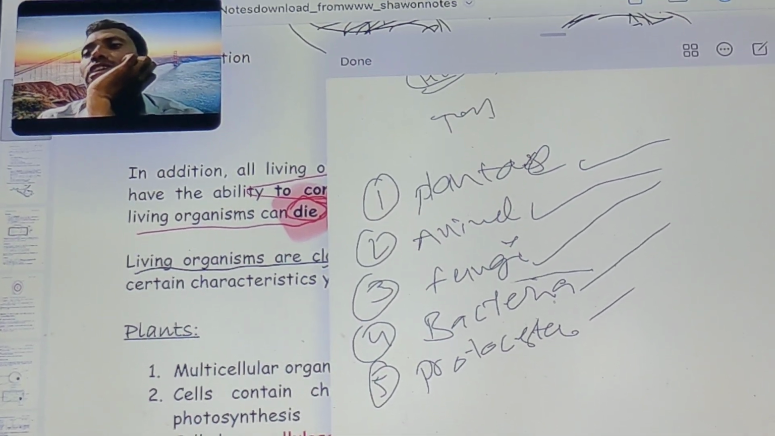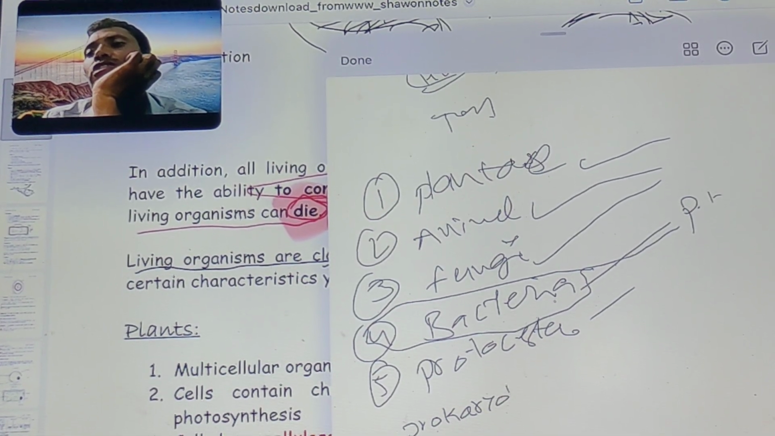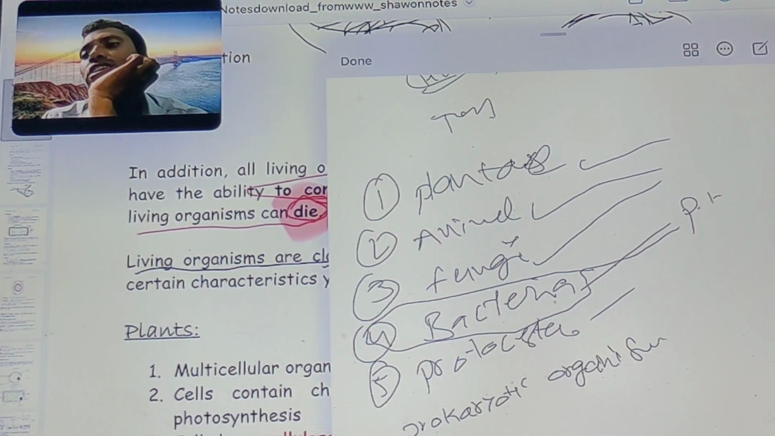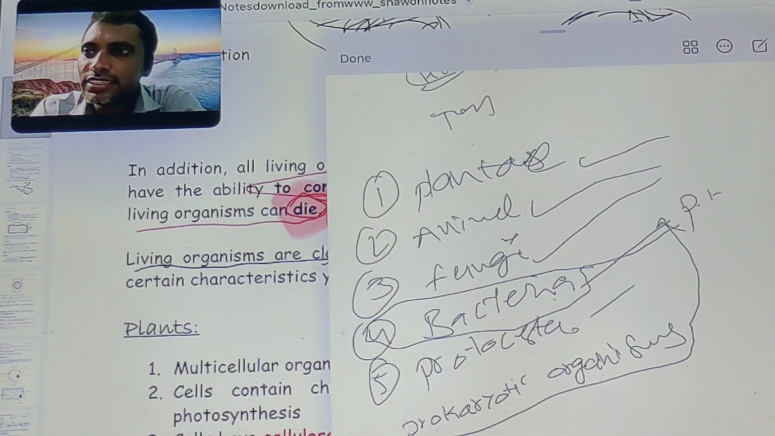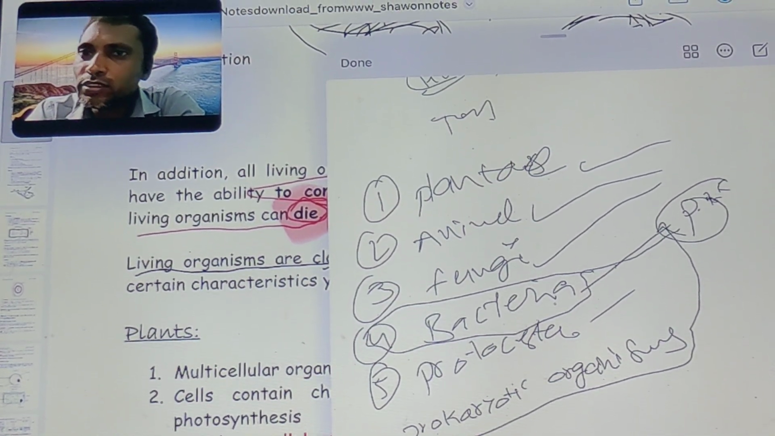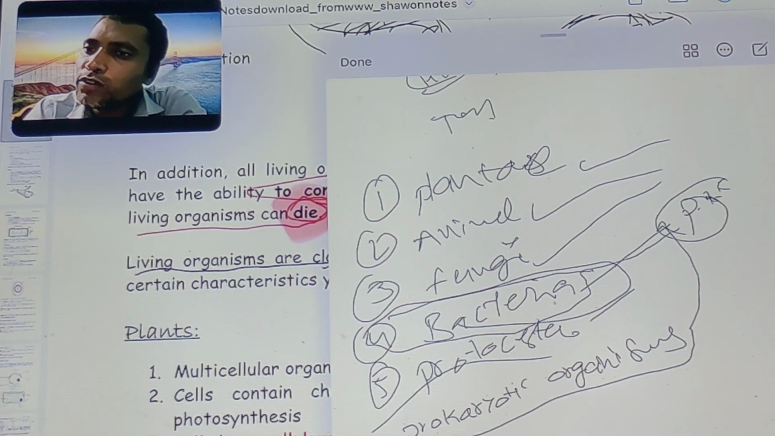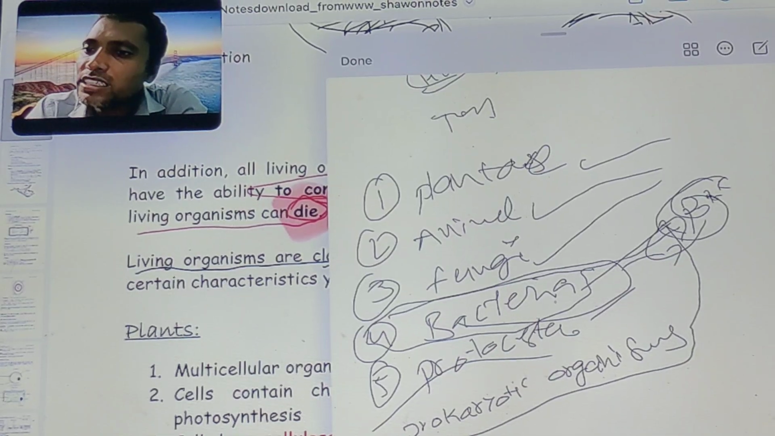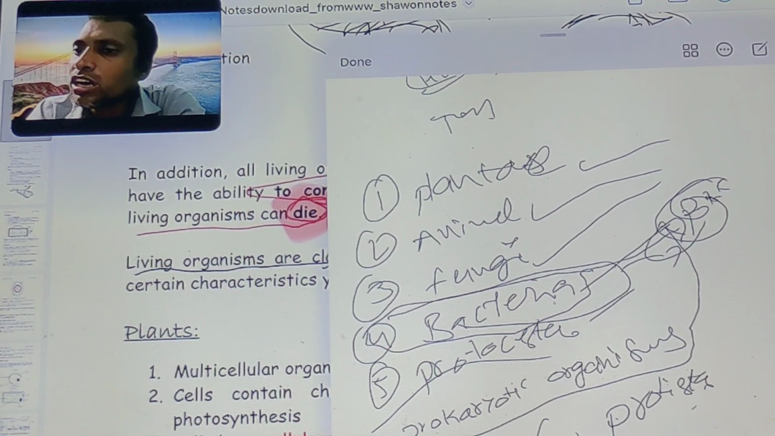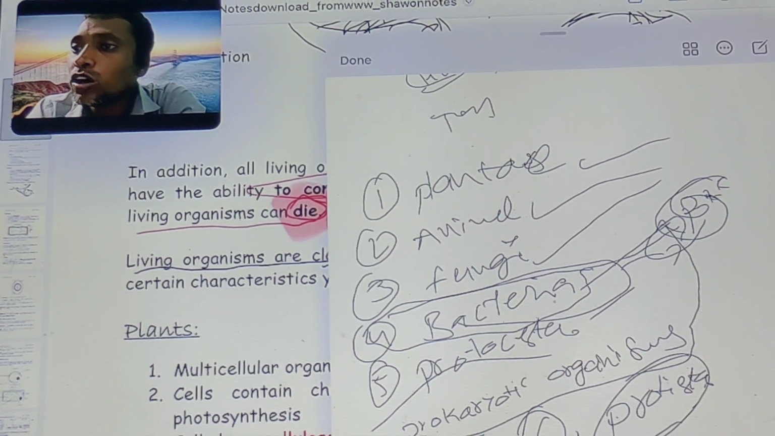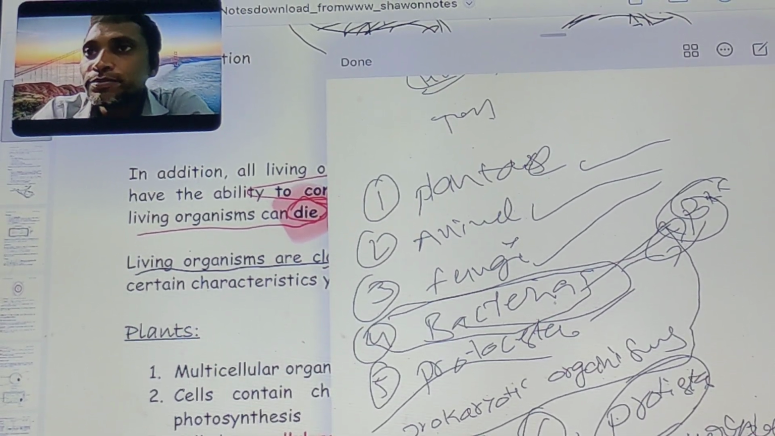Only bacteria are prokaryotic organisms. Of the 5, minus 1 prokaryotic, the remaining 4 are plants, animalia, fungi and protista. These 4 are eukaryotic organisms.